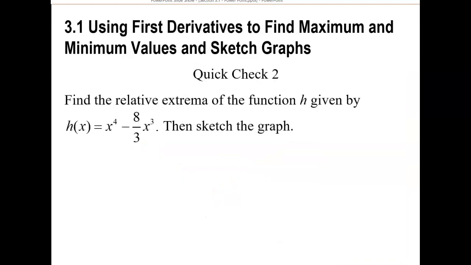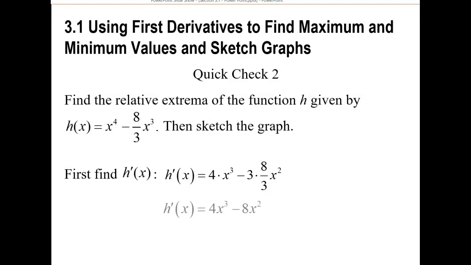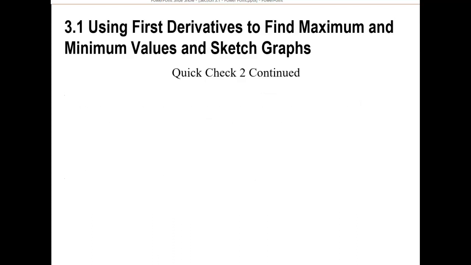All right, so let's try to do another one here. Find the relative extrema of the function h given by this equation, and then sketch the graph. So first we're going to find the derivative. 4x cubed minus the 8/3 just stays there, and then you do 3x squared by the power rule. Cleaning that up gives me 4x cubed minus 8x squared.